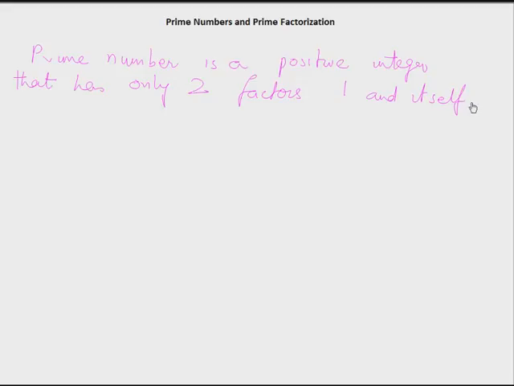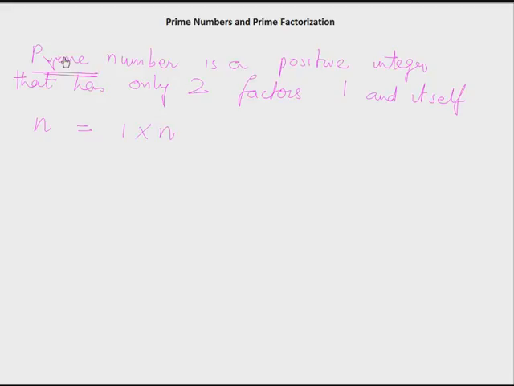Well, every number has to have these two factors, 1 and itself. For instance, any number n can always be written as 1 into n. So it will always have these two factors. The special thing about a prime number is that it has no other factors apart from 1 and n.